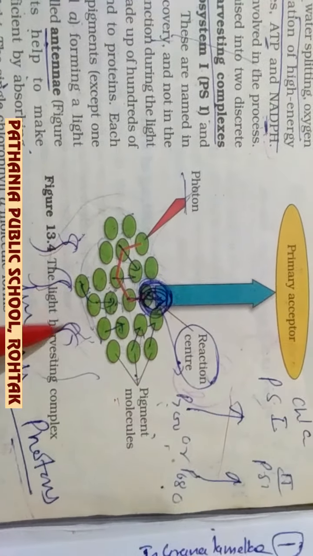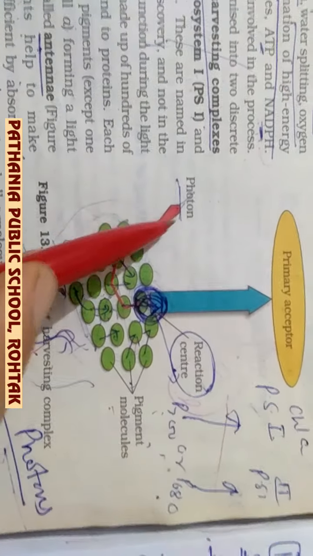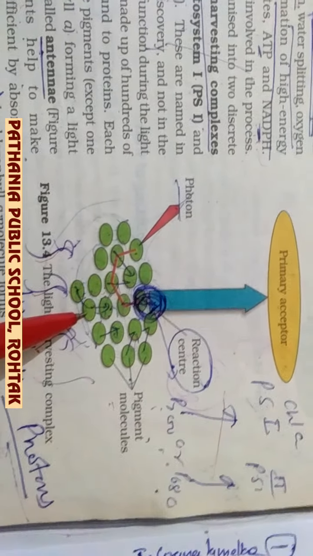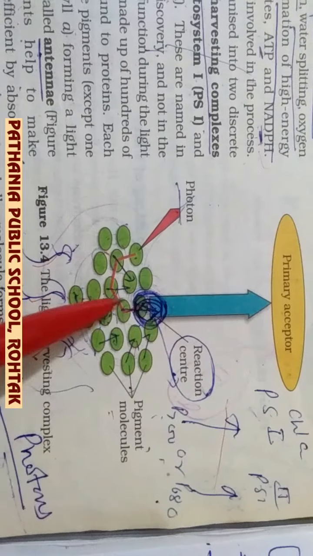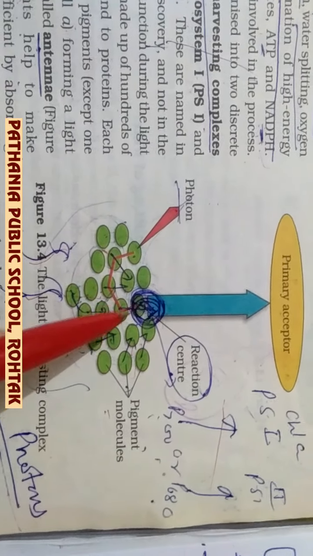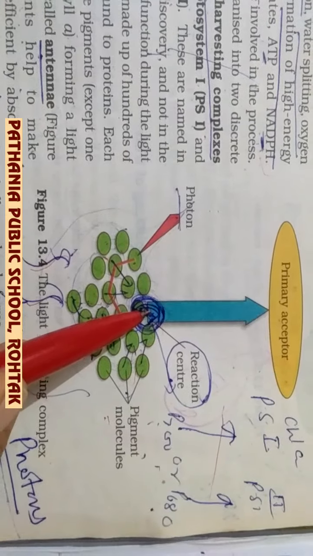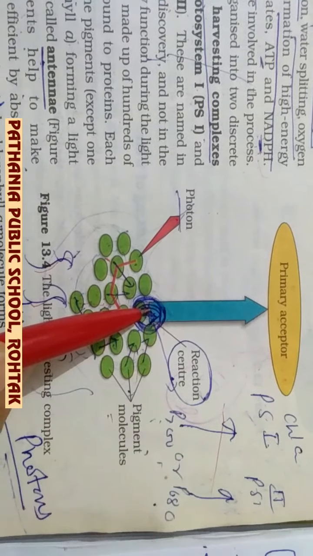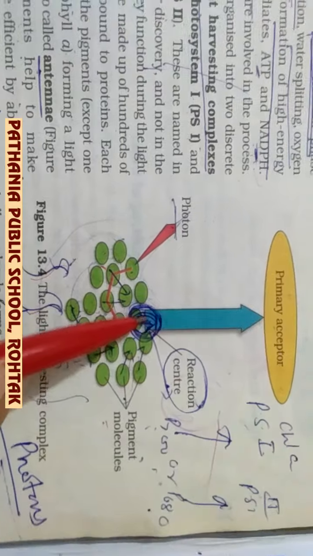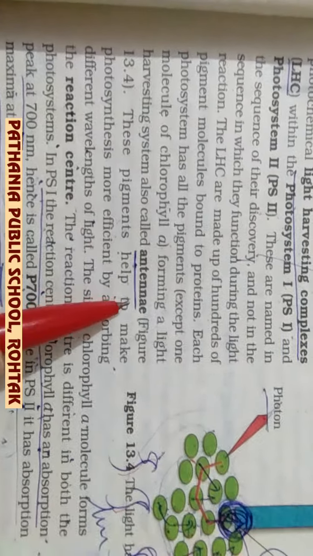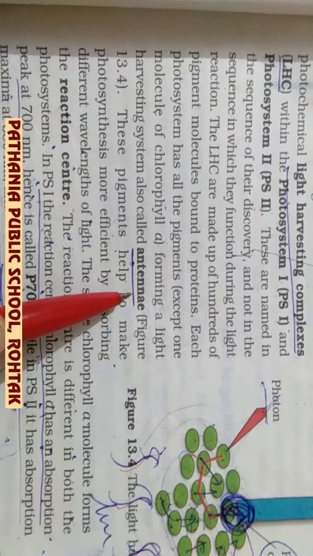This energy is received in the form of photons, and ultimately all these antenna molecules provide the energy absorbed by them to the reaction center, and this reaction center is actually a chlorophyll molecule only. Okay, so in the photosystem, the chlorophyll molecule is not the part, the antenna molecules are the part.